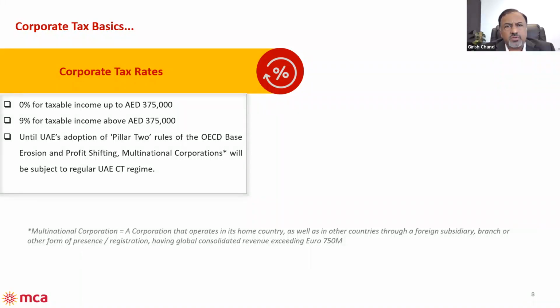Now, also in line with the UAE's adoption of Pillar 2 of the OECD guidelines, in the case of MNC entities, largely entities having turnover in excess of 750 million euros, maybe a higher rate of tax will be applied. Currently, there is no clarity. I think it is in terms of the phased manner of implementation of Pillar 2.